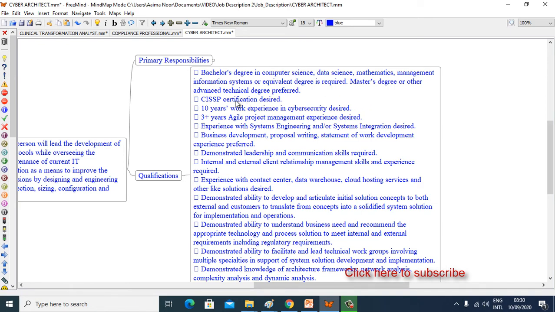Master's degree or other advanced technical degree preferred. CISSP certification desired. 10 years work experience in cybersecurity desired. 3 plus years Agile project management experience desired. Experience with system engineering and system integration desired. Business development, proposal writing, statement of work development experience preferred. Demonstrated leadership and communication skills required. Internal and external client relationship management skills and experience required.